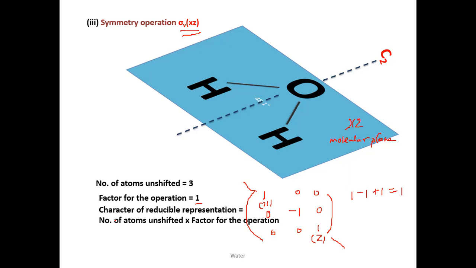Now the character of the reducible representation will be equal to the number of atoms unshifted times the factor for the operation. The number of atoms unshifted is 3 and the factor for the operation is 1. So 3 into 1 will be 3. That is what we will get.